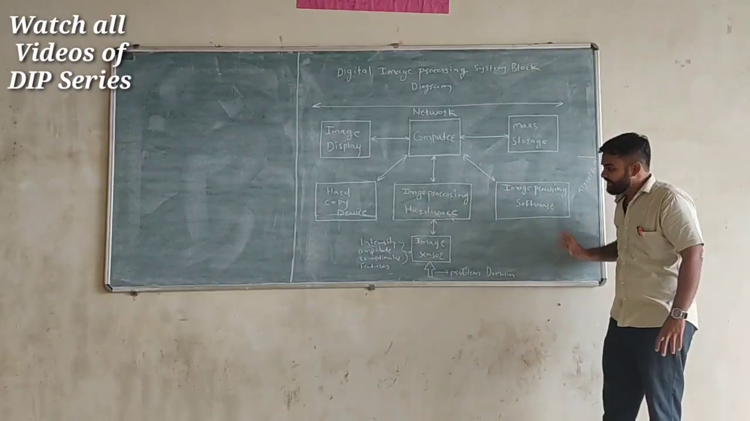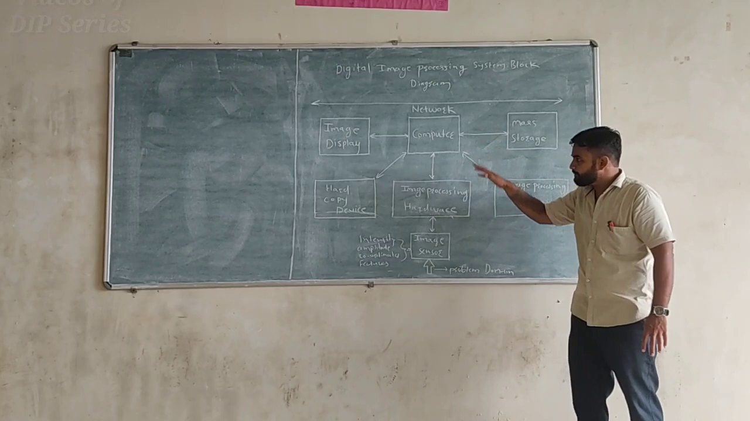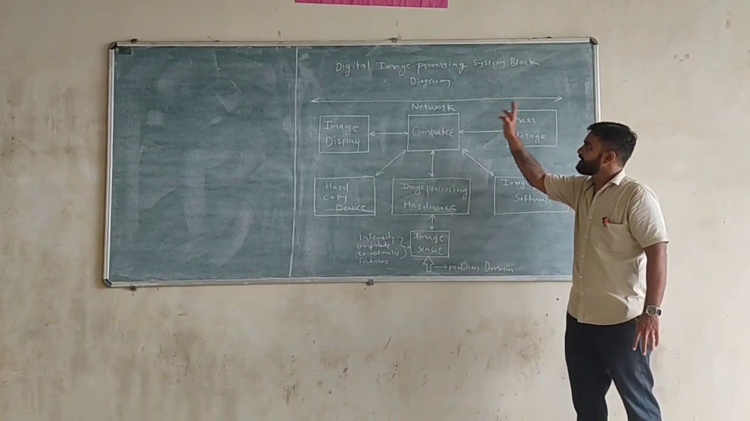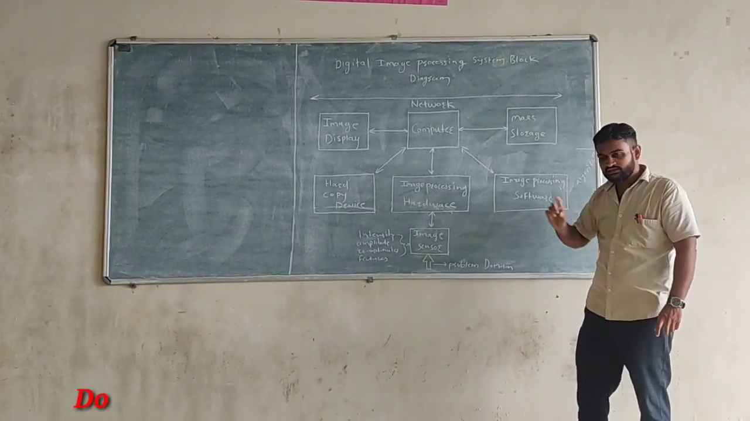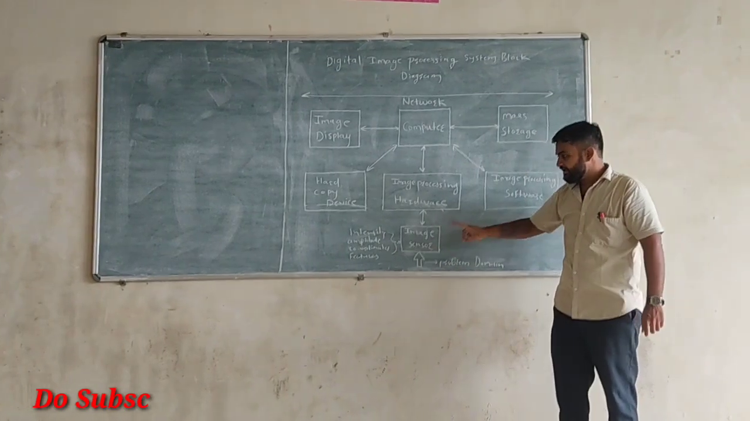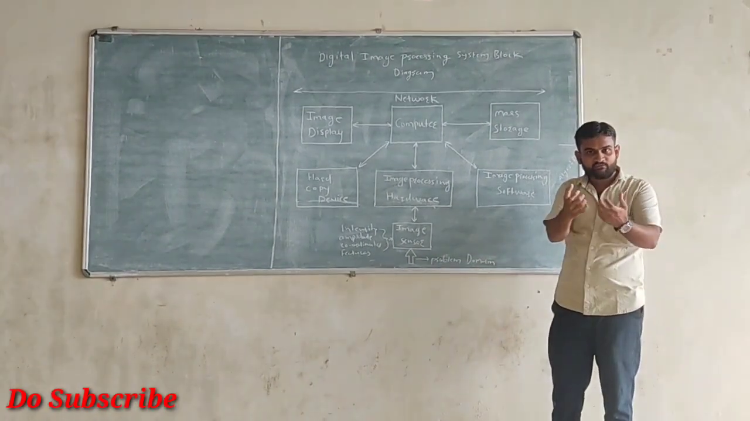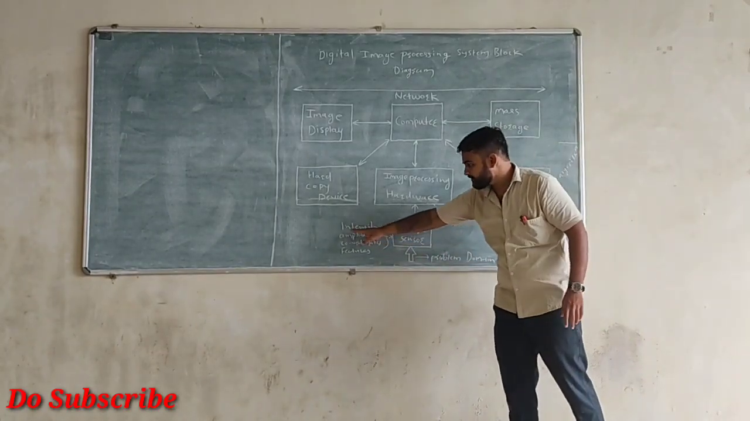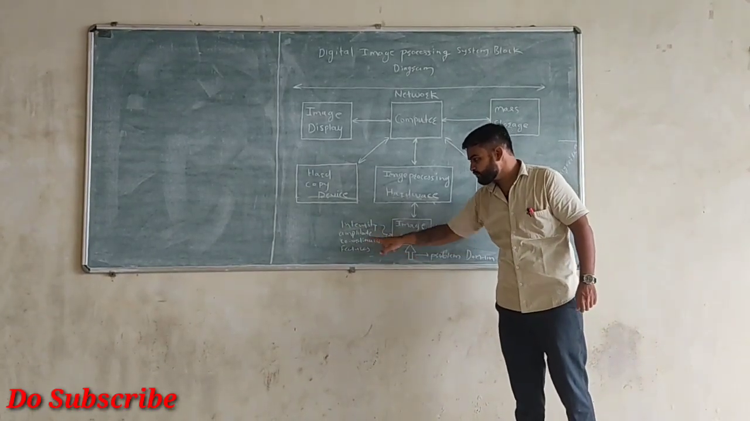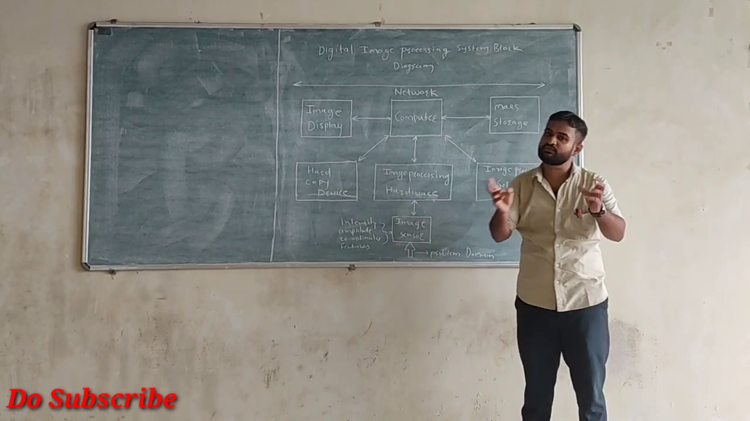So in this video we have studied all the portions of the digital image processing block diagram. First we have an image sensor, which is ultimately going to capture the image. What is the meaning of capturing an image? It is going to capture the intensity, amplitude, coordinates and features of that image.